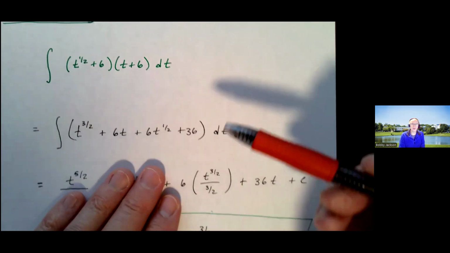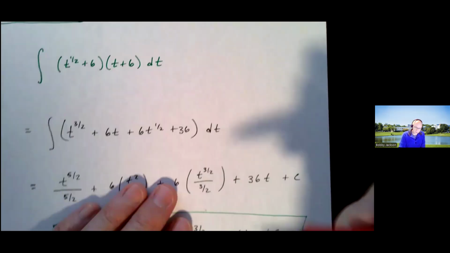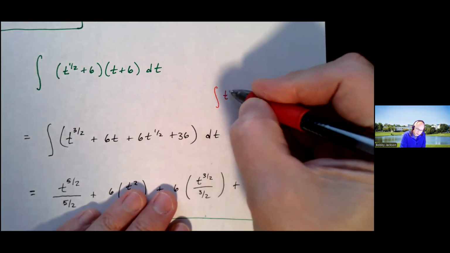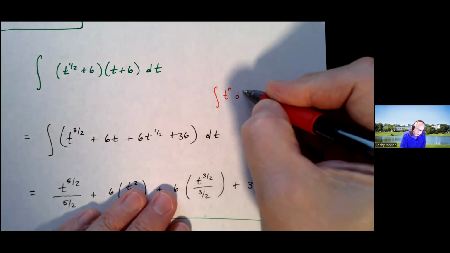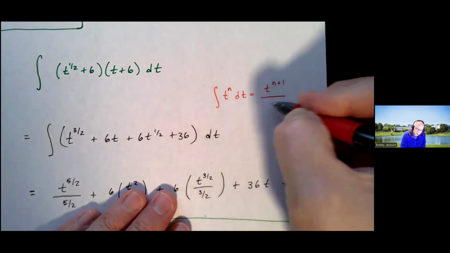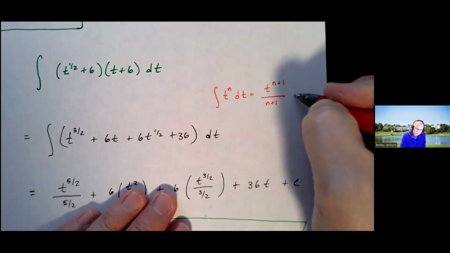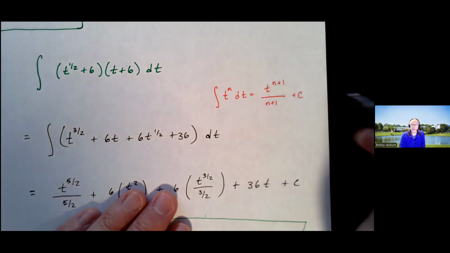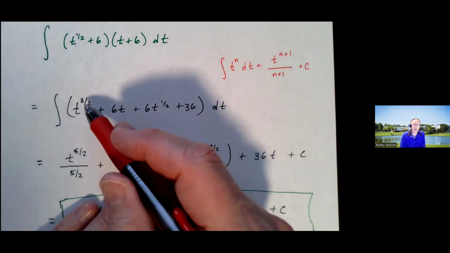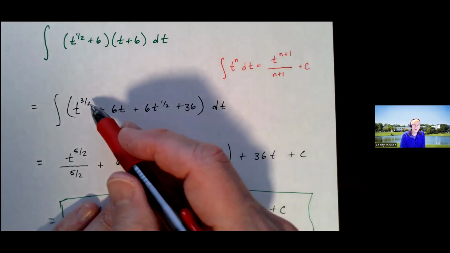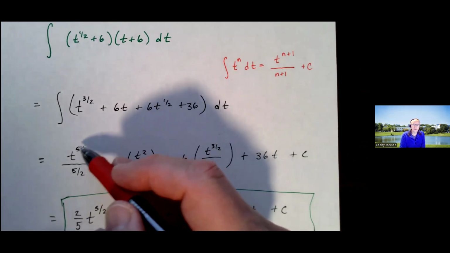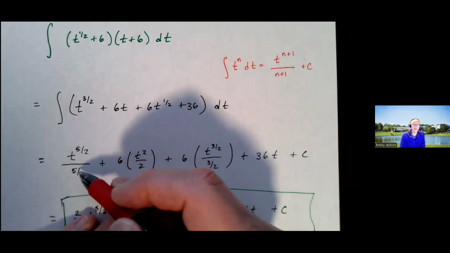So now I can just use the power rule, right? If I have t to the n, the antiderivative is t to the n plus 1 over n plus 1. All right, provided, of course, n is not -1. And so what do we get here? If I add 1 to 3/2, 1 is 2/2, and so I get 5/2. So t to the 5/2, that's n plus 1, divided by 5/2.